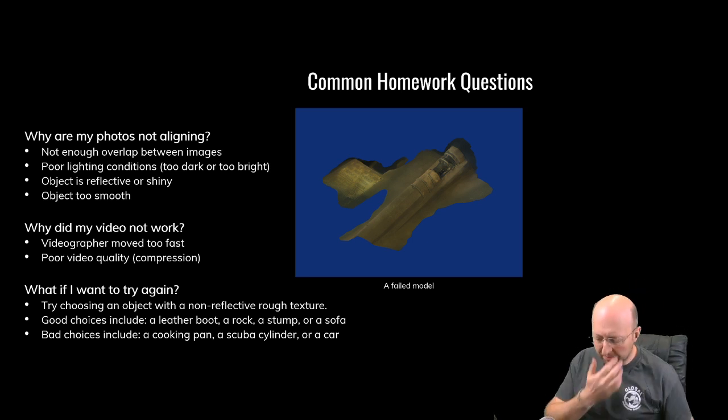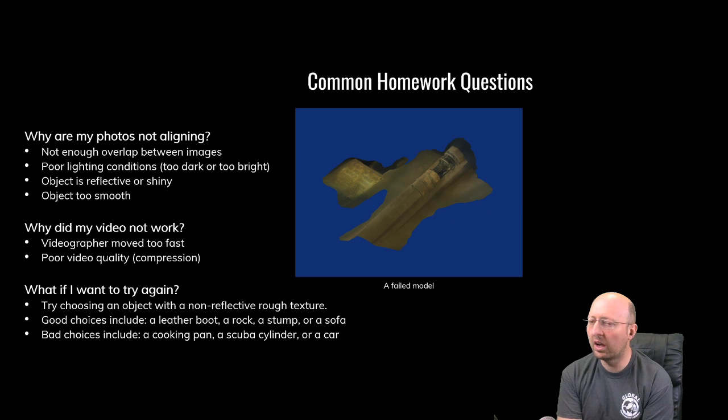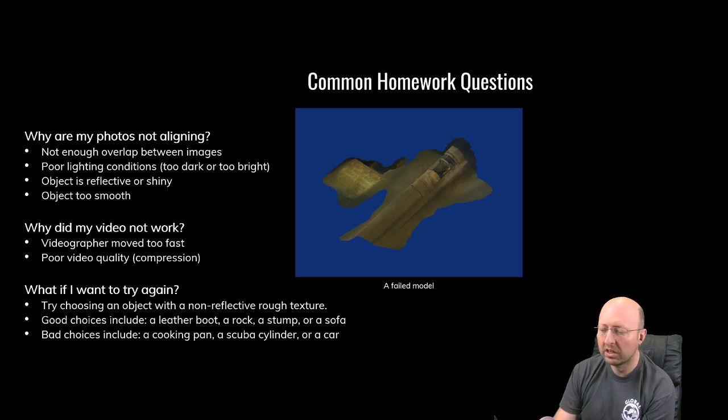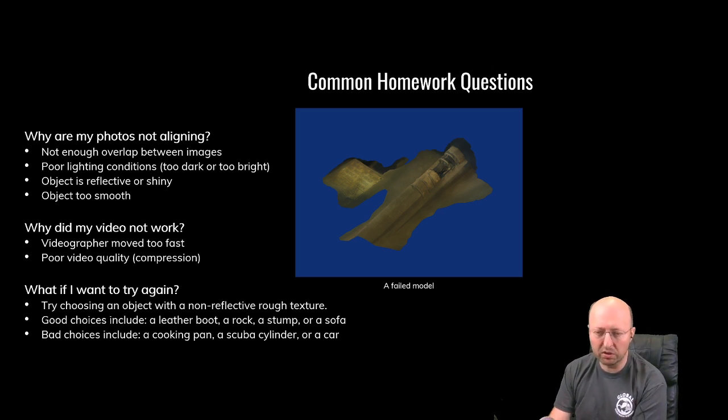We've seen a couple of things in the homework already for that kind of problem. Maybe if you've done it with video, why didn't it work? It could well be that you've moved too fast and so you've just got blurry images. Or it could be poor video quality. If you're moving quite quickly, the compression on the video tends to get ramped up, and you get more compression going on in the imagery, and you will get less good data for Agisoft to be able to align.